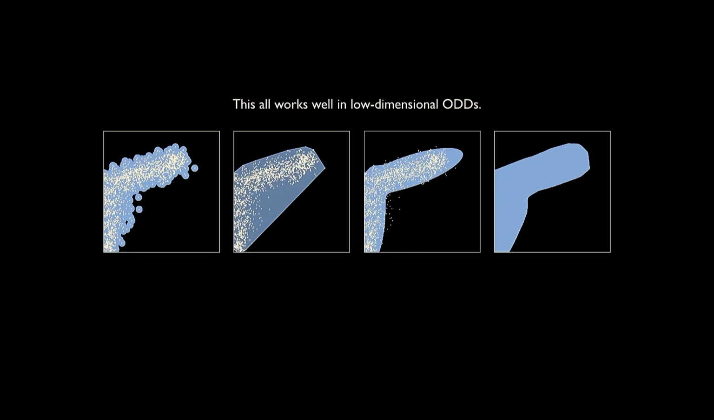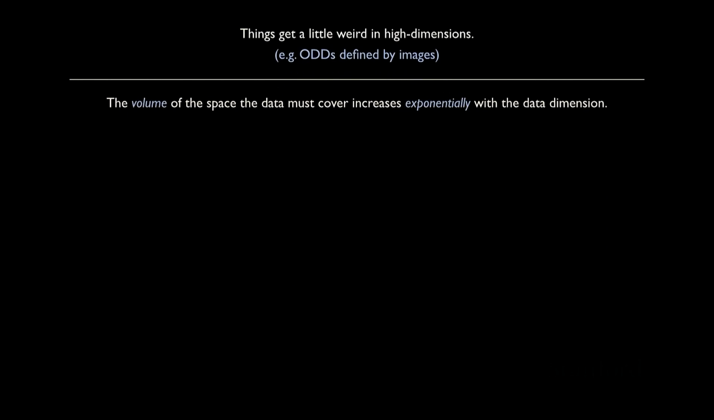So this all works really well in low dimensions, but things get a little weird in high dimensions. Specifically, ODDs defined by images. So good point, that's exactly where we're headed. I totally agree. It's way harder, and mostly due to the curse of dimensionality, where the volume of the space that the data must cover increases exponentially with the dimension of the data. So for our taxi images, for example, they're 4096 pixels. So we have a 4096 dimensional space that we now need to cover with all of our images. And that's just not very easy to do. So we're going to need a whole bunch of data if we want to adequately cover that space.